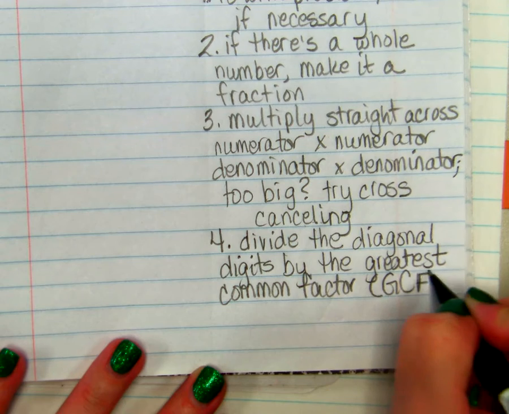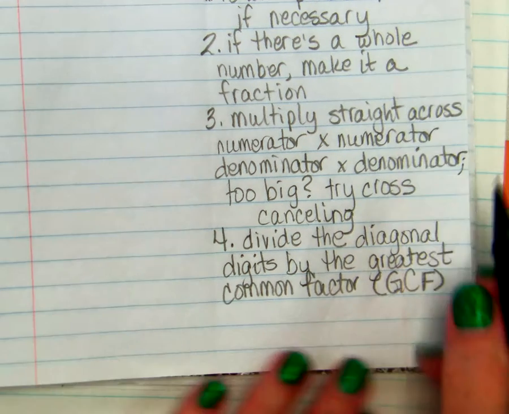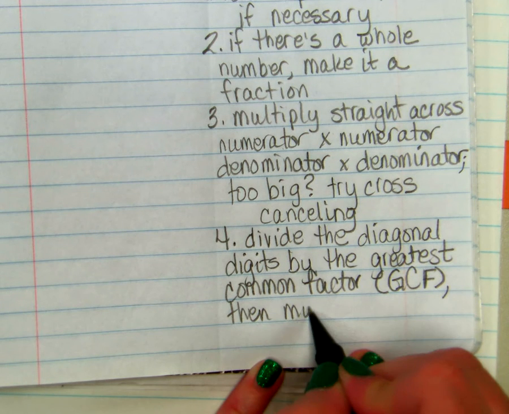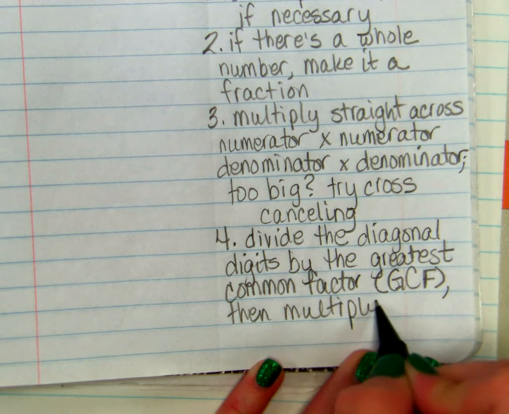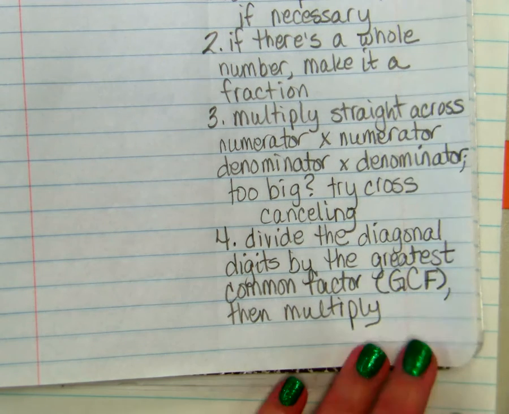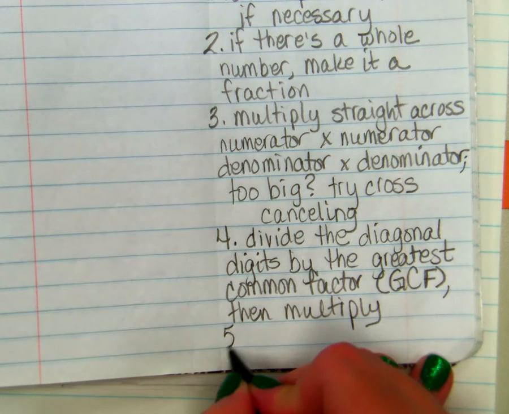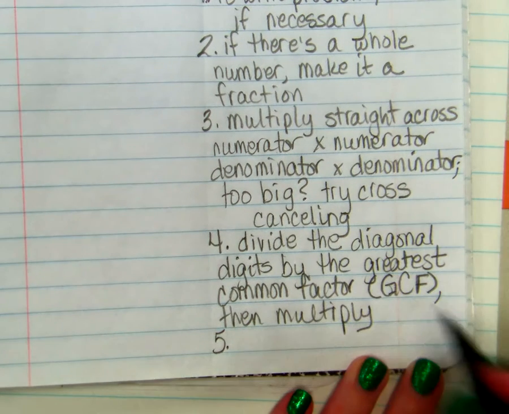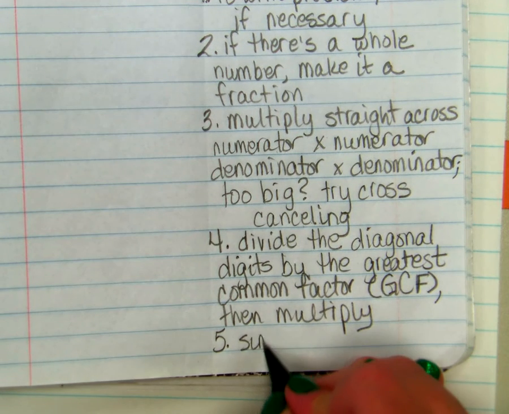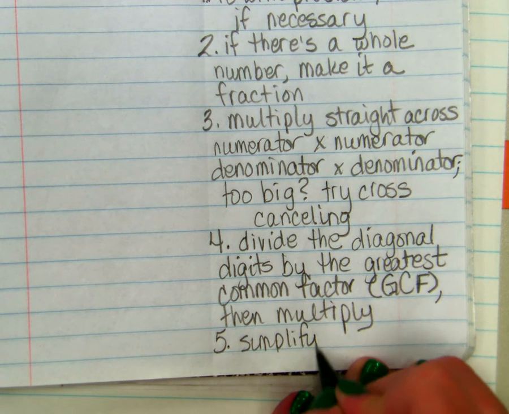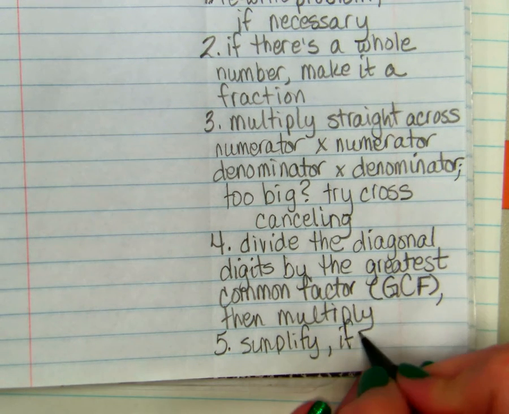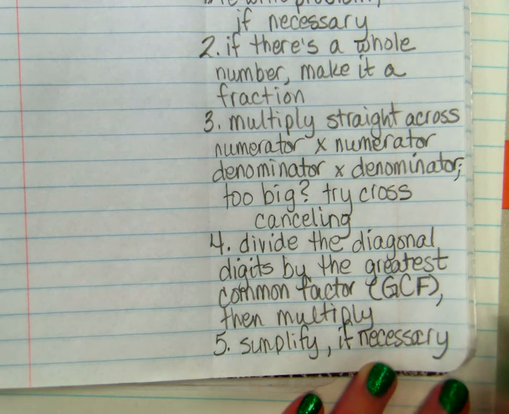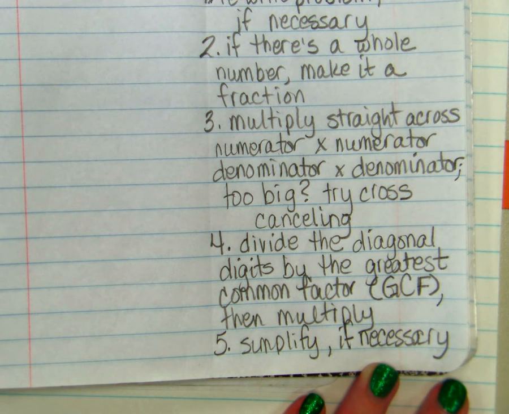The GCF, the greatest common factor. Then multiply. And number 5, that's going at the very bottom of my page. This is why it's important you don't skip any lines here, because you're going to need every single line today: simplify if necessary. That's always true with fractions. All right, I'll pause and make sure everyone's caught up.